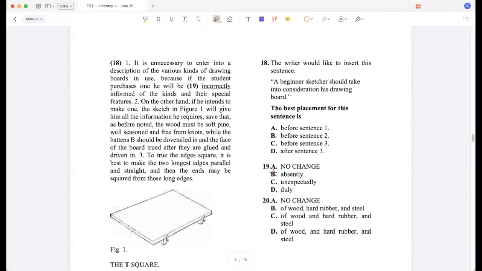It is necessary to enter into a description of the various kinds of drawing boards in use because if the student purchases one, he will be incorrectly informed of the kinds and their special features. If the student purchases one, he will be incorrectly informed. It is necessary to enter into a description. So they are talking about the different kinds of, because if the student purchases one, he will be duly, right, in due course. So it doesn't make sense to say anything else here.